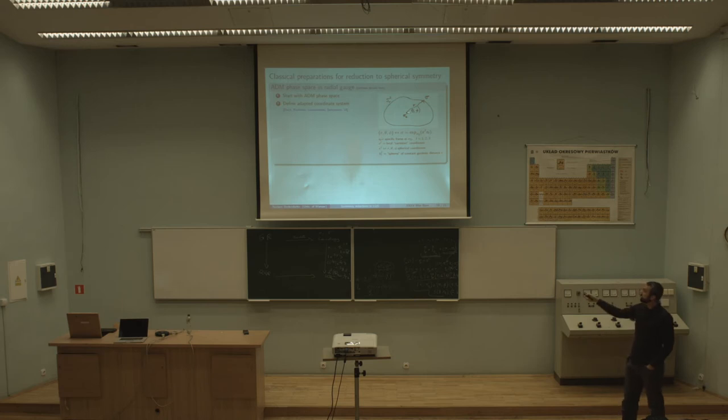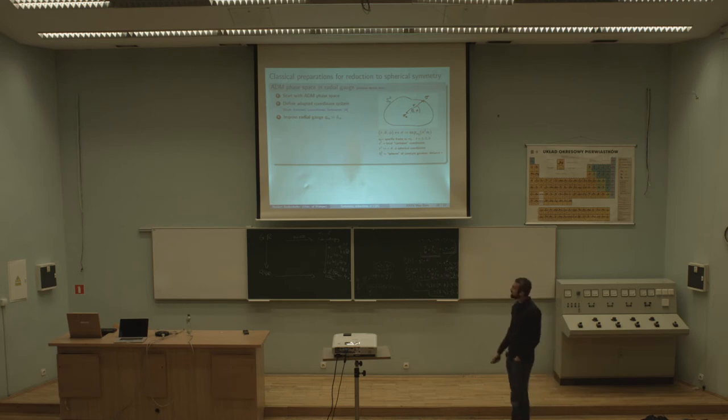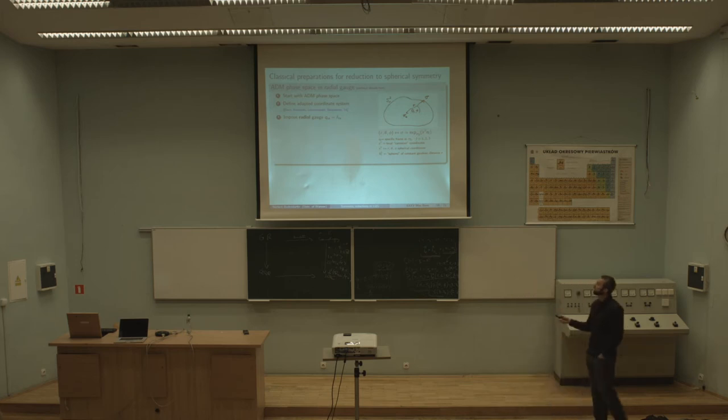You can also invert this argument and shoot these geodesics in from infinity. So this is what is usually considered in AdS/CFT. Okay, so in order to impose such a gauge fixing, we impose what we call radial gauge. So the metric has a form which is written here. This defines your coordinate system.